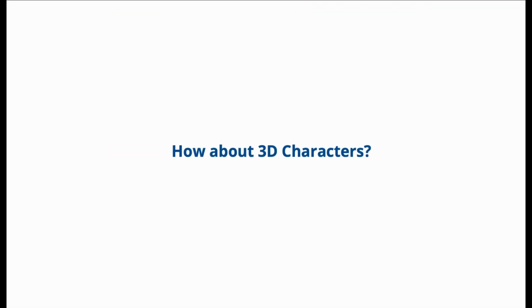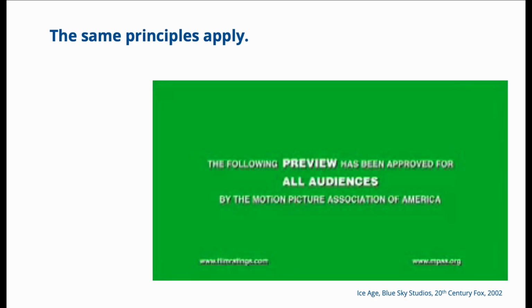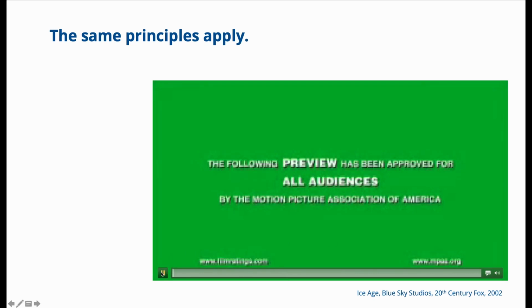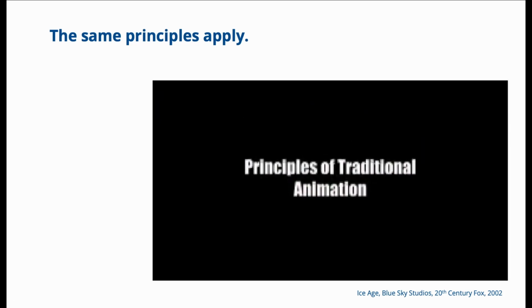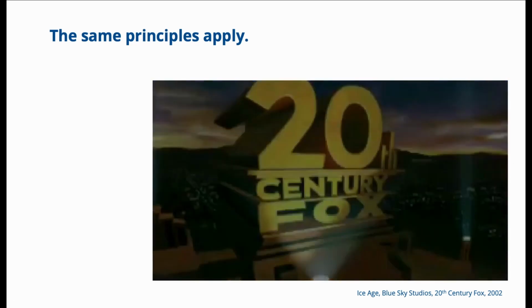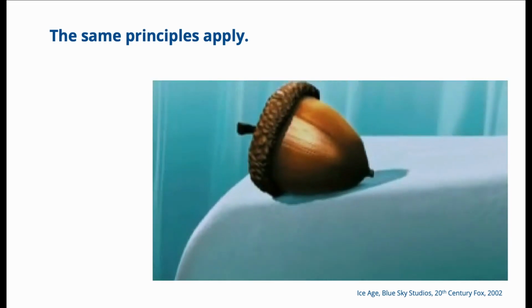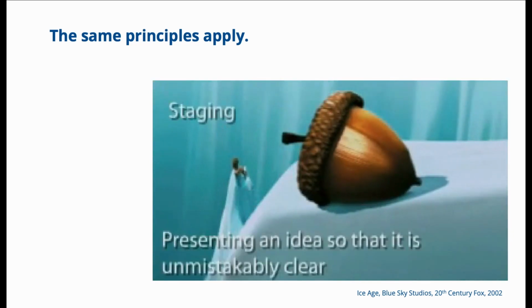How about 3D characters? Well, the same principles apply. So I'll show you a very nice sequence from this movie called Ice Age by Blue Sky Studios. So remember this guy who is always after this acorn, right? So he's always trying to get hold of this nut. So look at the staging of this animation.